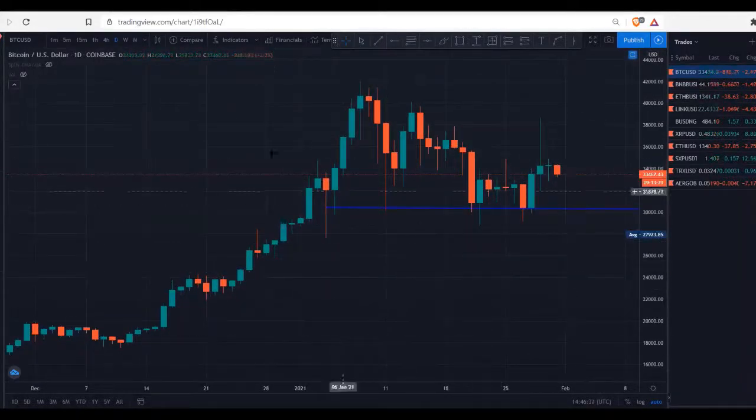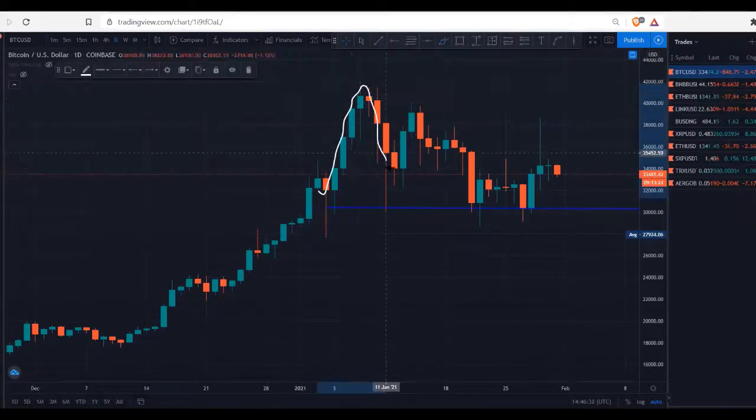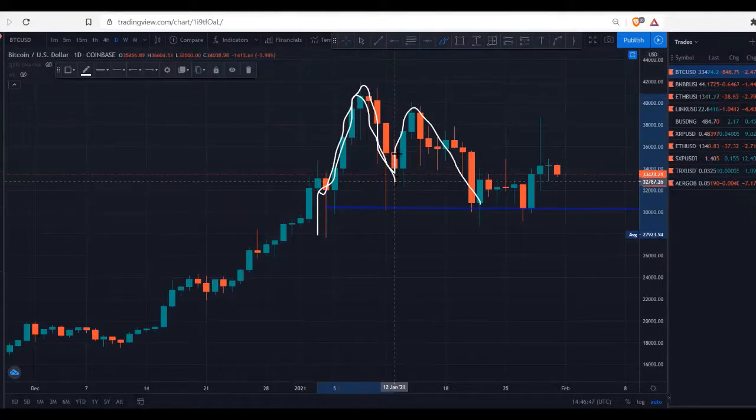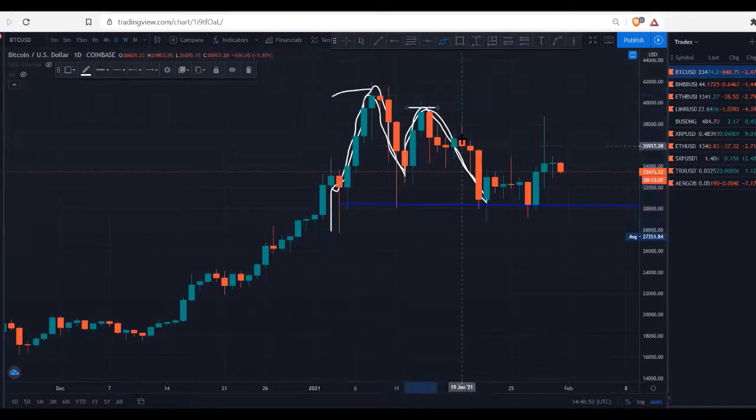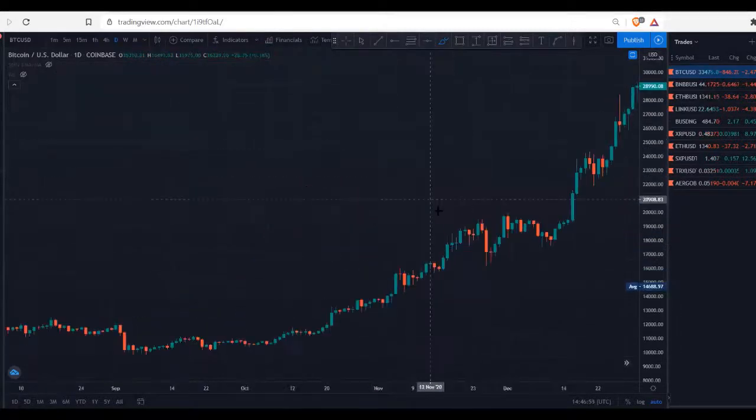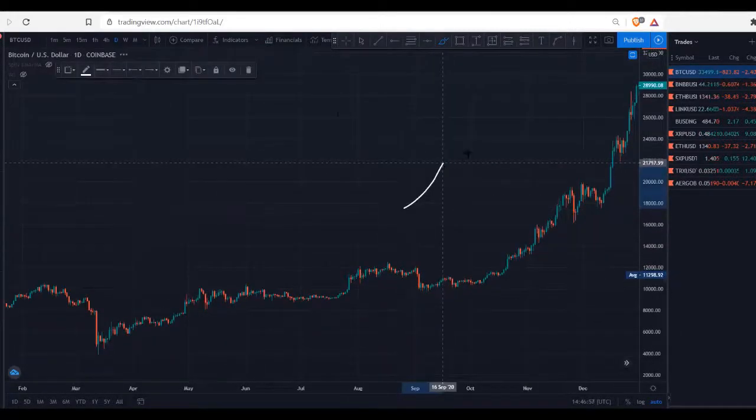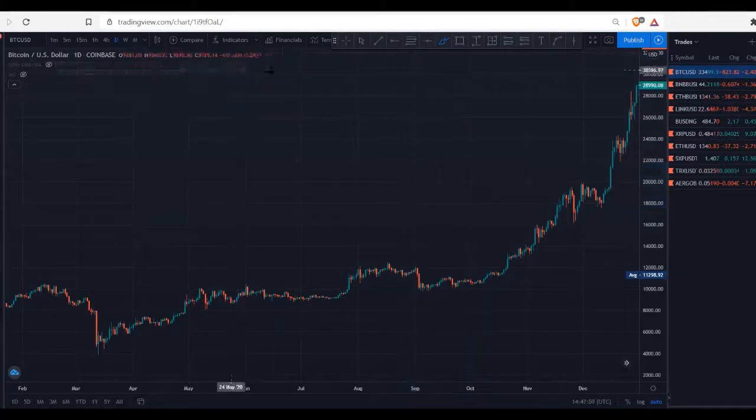This is in a way... This is like a double top, but it's not perfect. So that's one thing that we are going to be encountering when we start analyzing the markets.